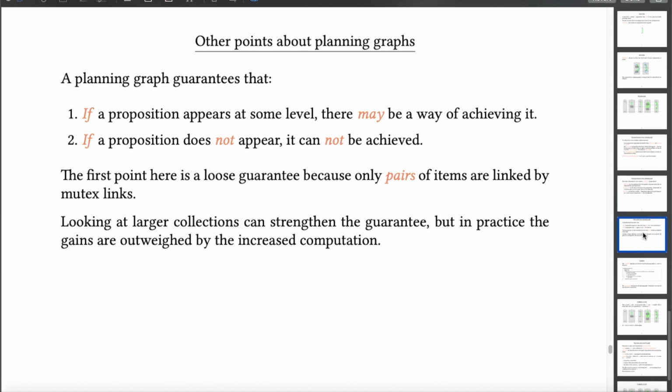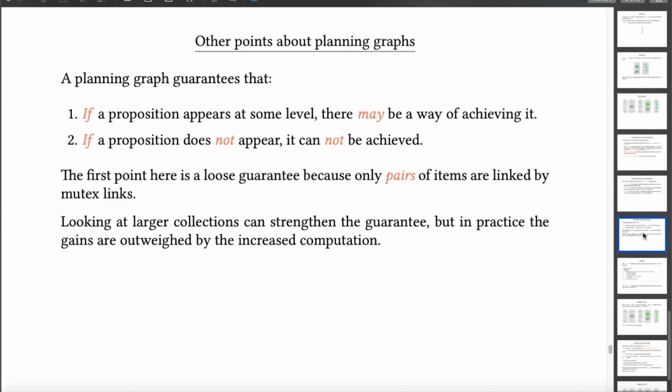And we now have precisely the kind of trade-off that we've seen in some of the earlier algorithms in this course, which is that if you track more interesting interactions and you go beyond mutex links, then you're going to get a closer approximation to the reality of the planning problem than if you just use mutex links. But as usual, the trade-off then is increased computation in order to keep track of these interactions that are now more complex than just looking at pairs.